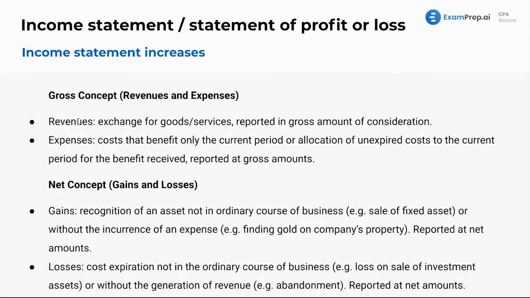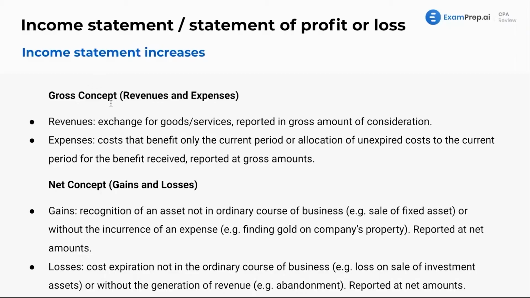Well, under the gross concept, we have revenues and expenses versus gains and losses. So exchanges for goods and services reported in gross amount of consideration. Pretty straightforward, right? If we earn $1 million, we receive $1 million from our customers, that is $1 million of revenue. We are going to then compare it to expenses, so costs that benefit only the current period or allocation of unexpired costs to the current period for the benefit received, reported at gross amount. So all this is saying is we just do revenues minus expenses. That's all this is saying. Nothing too wild there. Now, how about the net concept?